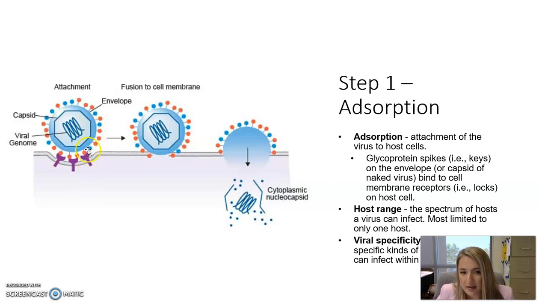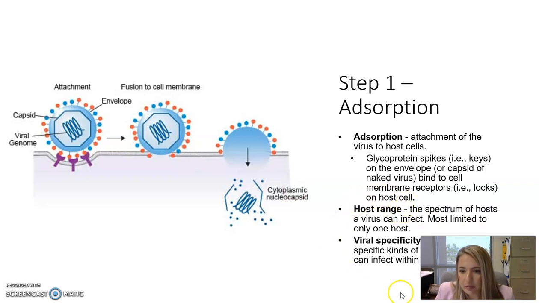That's why I keep saying things like keys and locks. Not every virus can bind to every host cell. If that were the case, then we would be sick all the time. It's a very specific reaction where viruses have to be in the correct host, and they have to join with the right cell in a host to be able to go on to the next step, which is penetration. So viral attachment is highly specific.